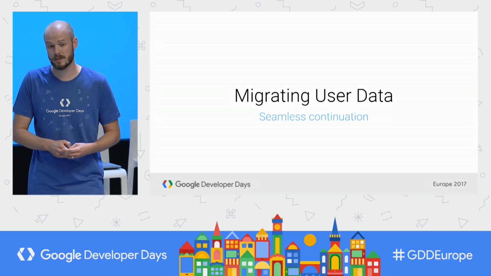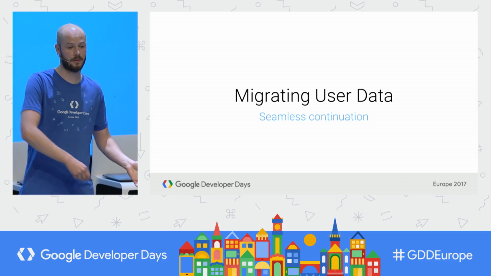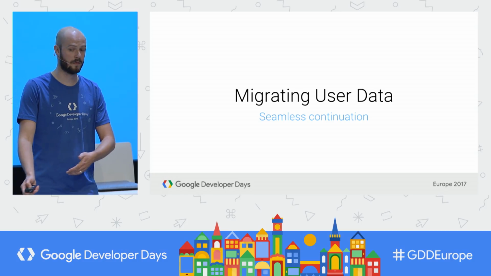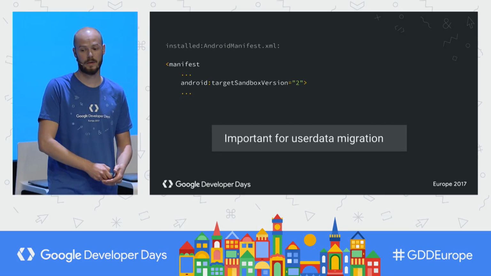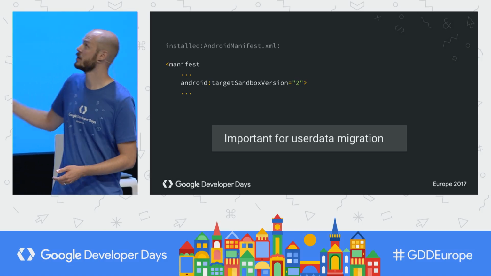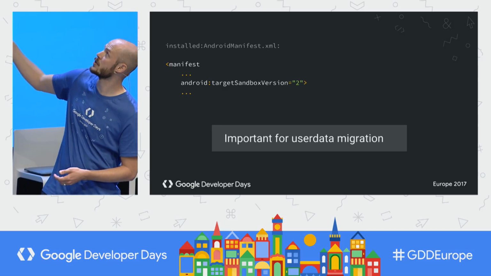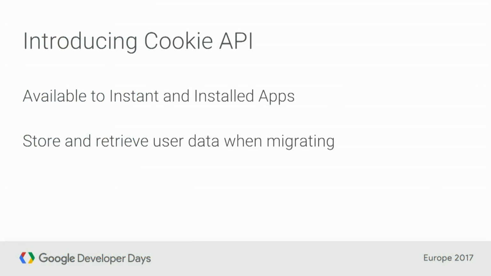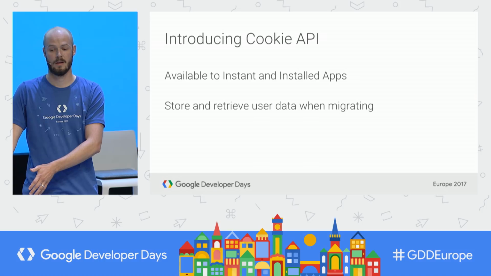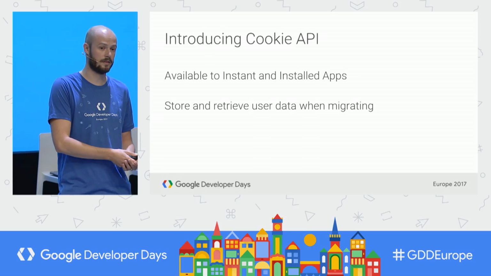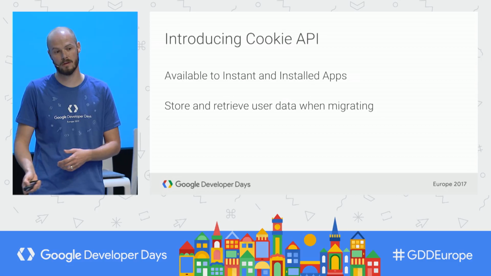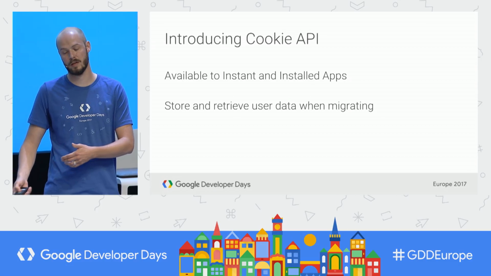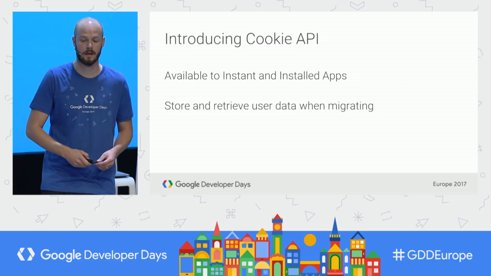When it comes to migrating user data from the instant app to the installed app, we provided an API for that as well, which relies on you declaring the target sandbox version 2 in your installed application. And how does it work? That's the cookie API. It's available to both instant app and installed app. It allows you to store and retrieve user data when you migrate, or as a replacement for other ways to store user data that you already used.